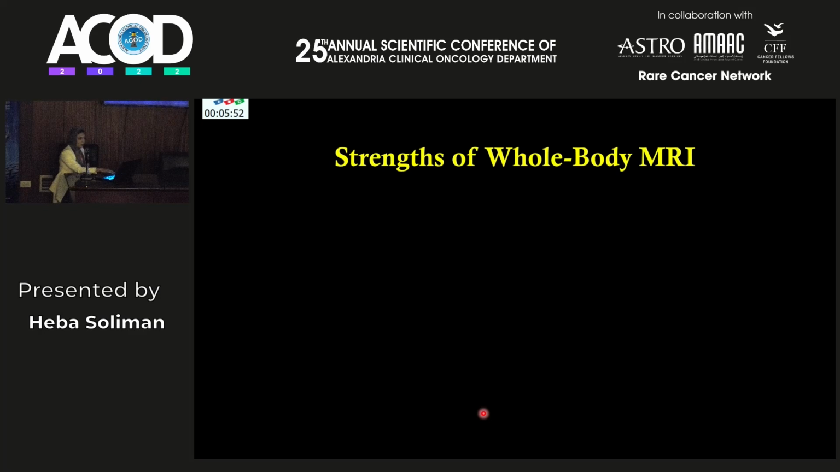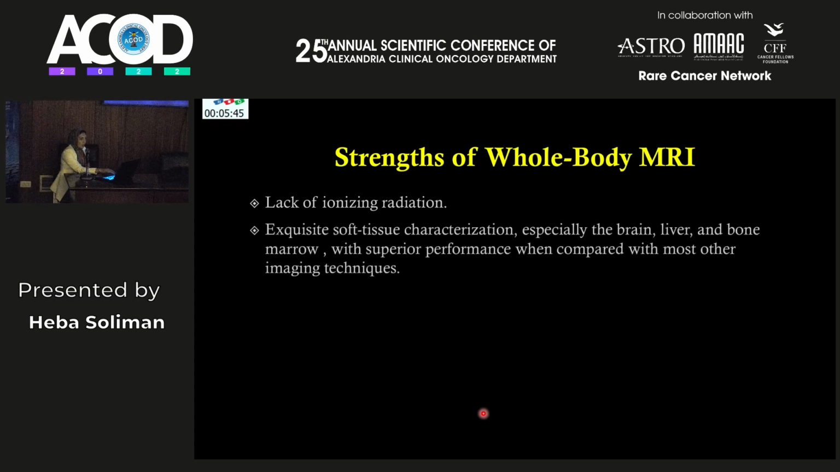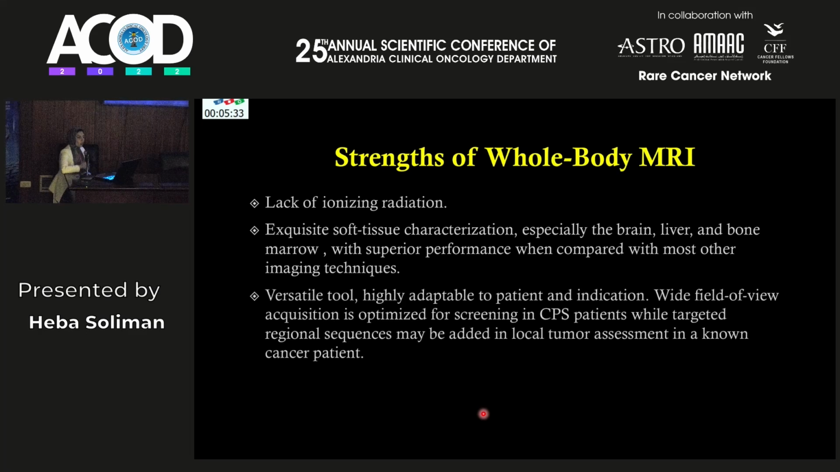So to sum up, what are the strengths of whole body MRI? First of all is the lack of ionizing radiation, and exquisite soft tissue characterization, especially of the brain, the liver, and the bone marrow, with superior performance when compared with most other conventional imaging techniques. It's a versatile tool, highly adaptable to the patient and indication, while wide field of view acquisition is optimized for screening of cancer predisposition syndromes, while targeted regional sequences may be added in local tumor assessment.